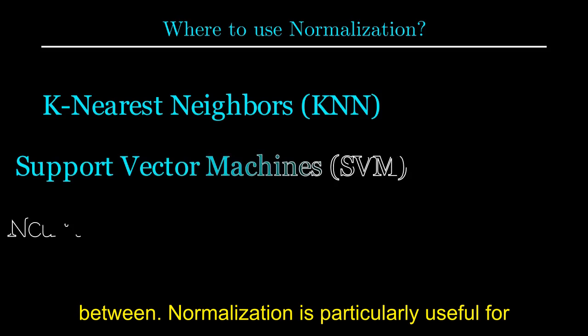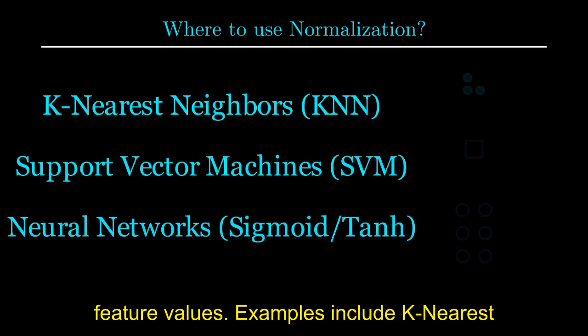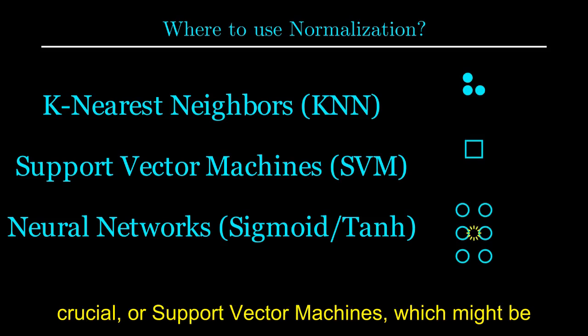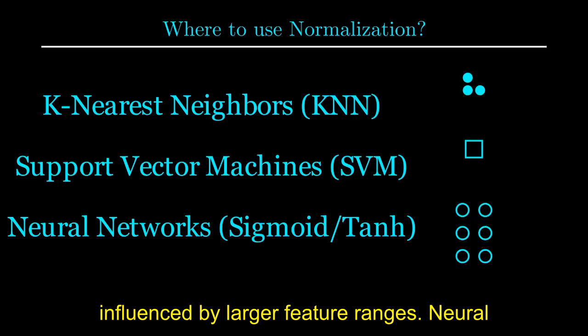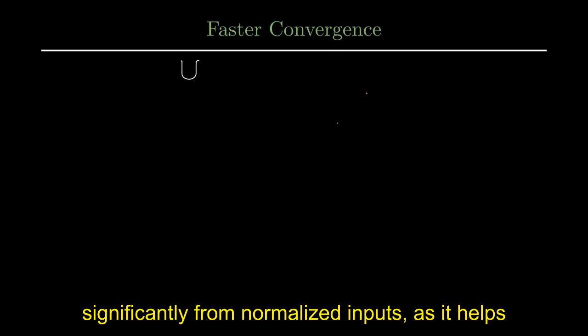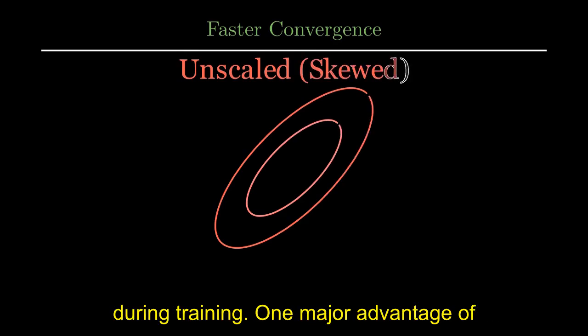Normalization is particularly useful for algorithms that are sensitive to the magnitude of feature values. Examples include k-nearest neighbors, where distances between data points are crucial, or support vector machines, which might be influenced by larger feature ranges. Neural networks, especially those using activation functions like sigmoid or tanh, also benefit significantly from normalized inputs, as it helps prevent issues like vanishing or exploding gradients during training.